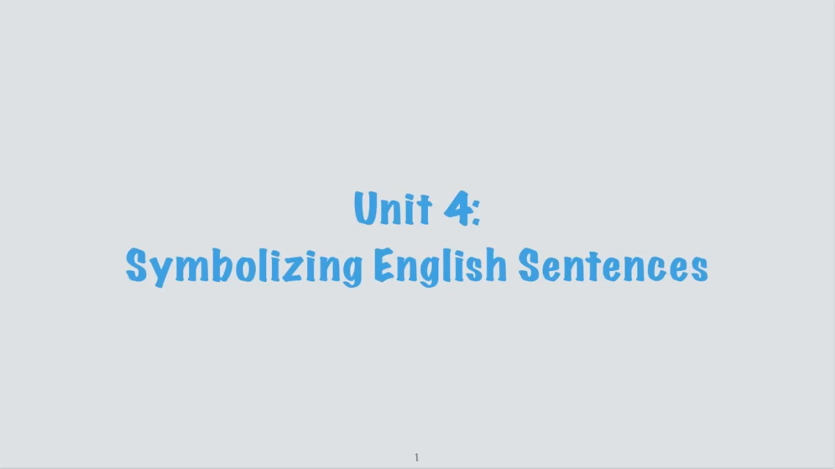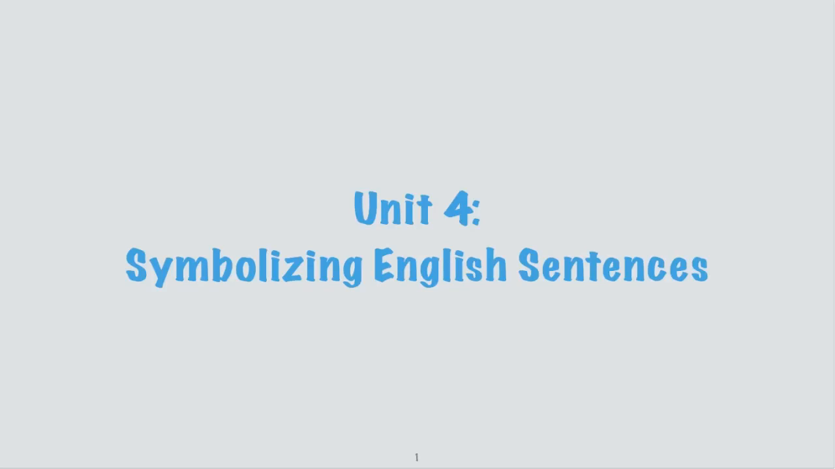Unit 4, Symbolizing English Sentences. In this section, we're going to look at how we can take English sentences and convert those into symbolic form. So if you think about the truth tables that we were working with last time and the truth connectives that we've already learned, in order to apply those truth tables, it's going to be much easier to do that if we have things in a sort of compressed symbolic form.